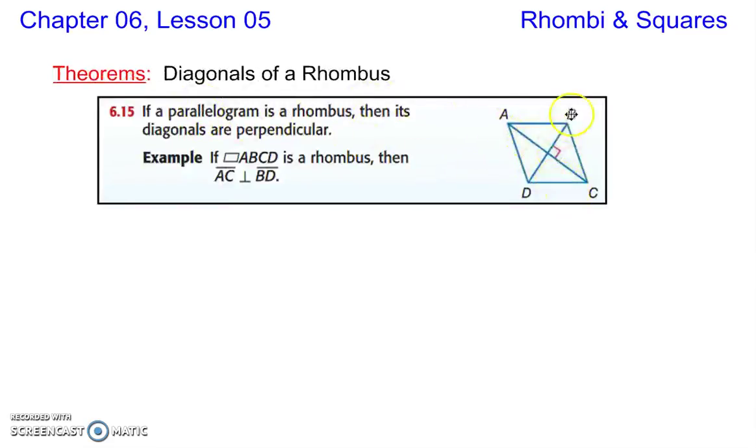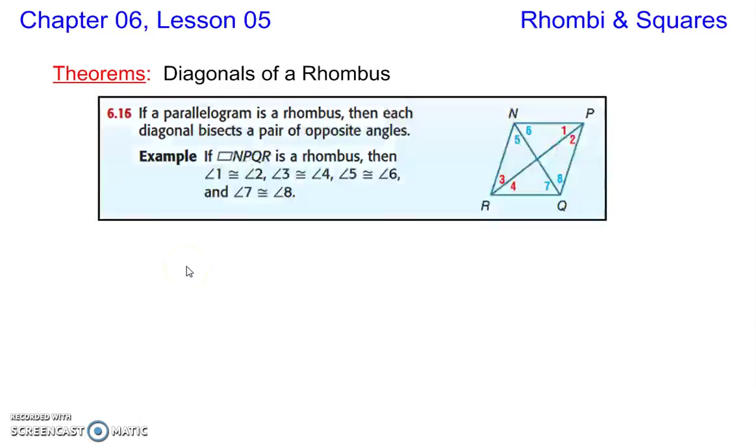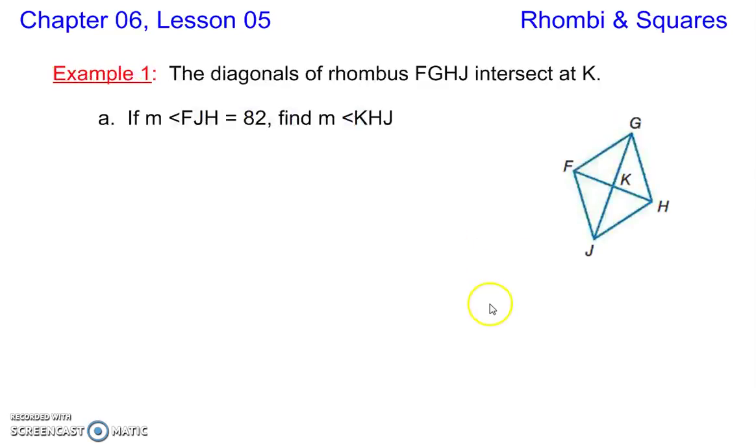The diagonals of a rhombus intersect at a right angle. They are perpendicular to each other. That is Theorem 6.15. Theorem 6.16 says that the diagonals bisect a pair of opposite angles. So 1 and 2 are equal, as are 3 and 4. So these are congruent to each other.